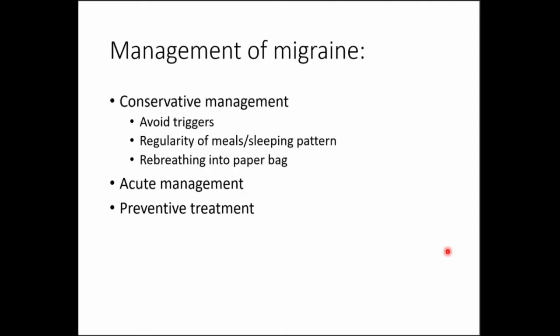So the management of migraines. There's conservative management, the acute management, and preventative management. The conservative management is those things such as avoiding triggers, regularity of meals and sleeping pattern, again essentially avoiding triggers which may cause the migraine, and rebreathing into a paper bag, which has been shown to help relieve the pain associated with migraines.